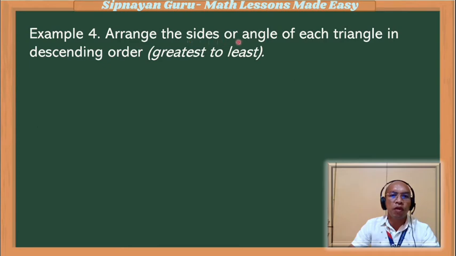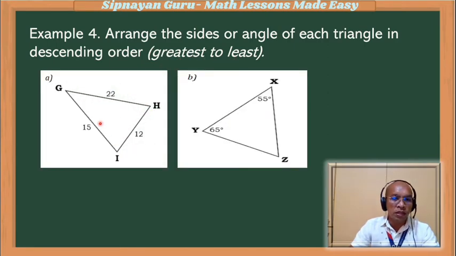Example number 4, arrange the sides or angles of each triangle in descending order. Descending order means we are arranging from greatest to least. In this case, the sides are given. This is 12 units, this is 15 units, and this is 22 units.